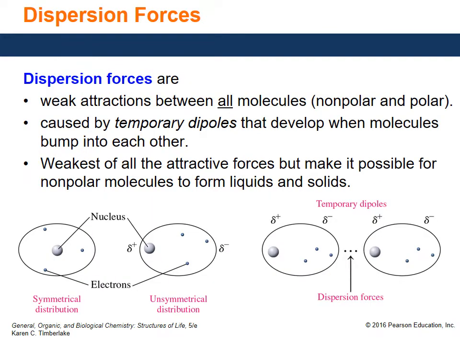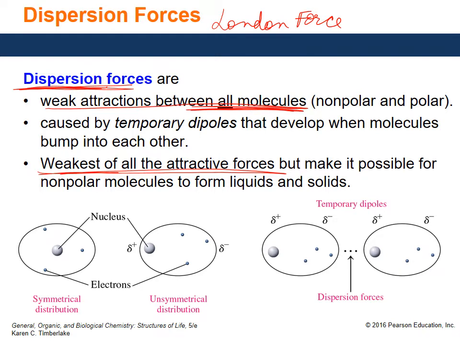So let's see what each force of attraction is defined as. The first force of attraction we saw was dispersion force, also called London force. What is this force? This force is the weakest of all the attractive forces, but it is present between all molecules. All the molecules in this universe basically have dispersion forces. It can be a non-polar or a polar molecule, it does not matter. Irrespective of it being polar or non-polar, each molecule is attracted to another molecule by dispersion force.